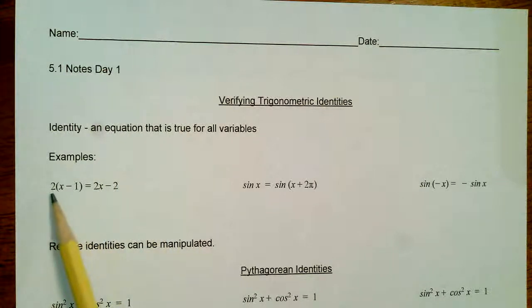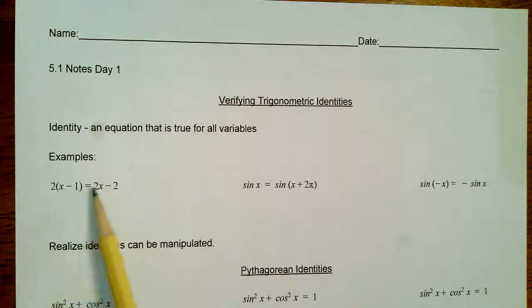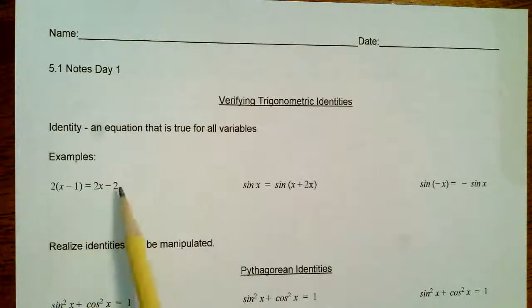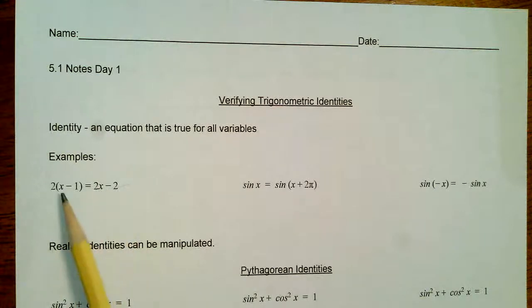So if we look at the expression 2 times the quantity x minus 1, using the distributive property, we get 2x minus 2. This is an identity because any value of x that we put in here is still going to be true.